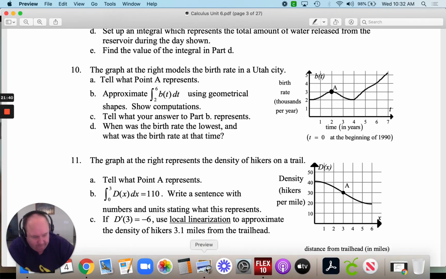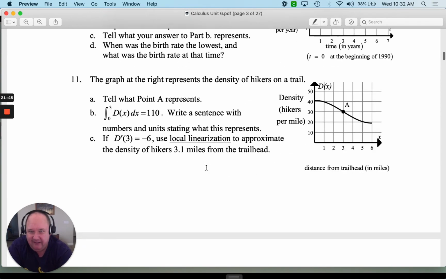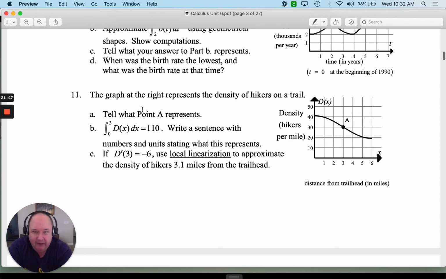Number 11. This is how you get stronger, by practicing together. Number 11, the graph at the right represents the density of hikers on trail. Means how many hikers there are in an area. That's what, not like how thick a hiker is, but like how many hikers are in an area. You knew that, right? Okay. Tell what point A represents.